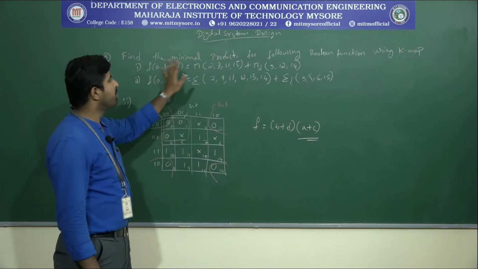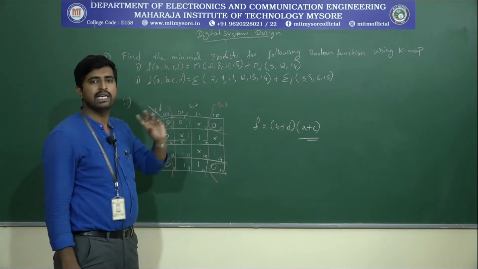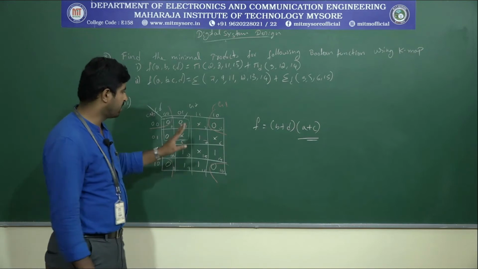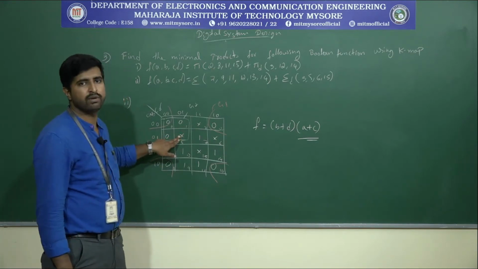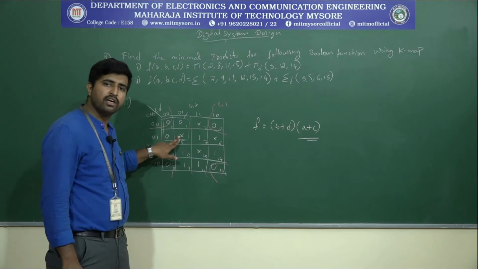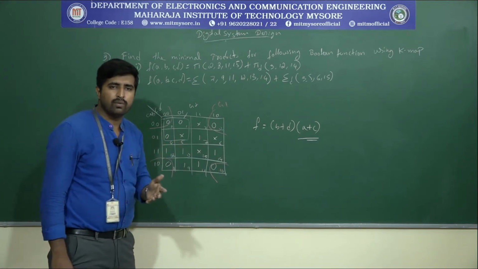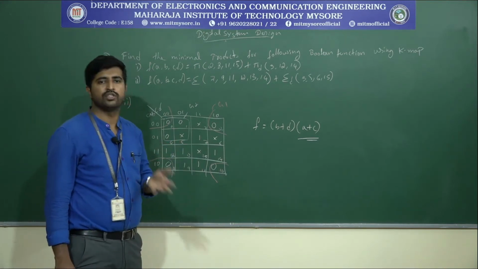This is how we can write a minimal product and minimal sum for the incomplete Boolean functions. Okay, so keep in mind incomplete means X will be indicated. Okay, we can include that one for grouping a cell 1 or for grouping logic zeros.